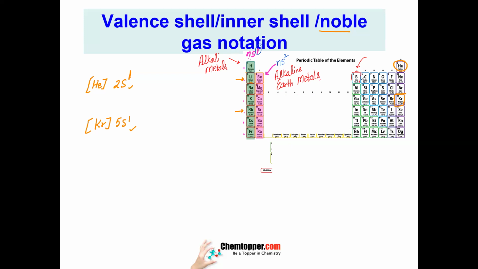Pick up any 3 elements. Just pick up boron and aluminum. You can pick up any 3 and then see the outermost valence shell. Only the valence shell, children. The valence shell is the one with the highest principal quantum number.